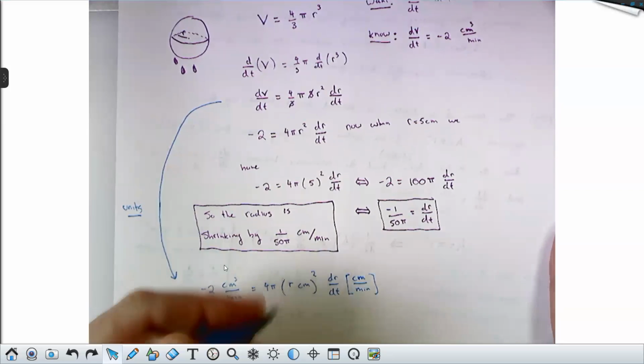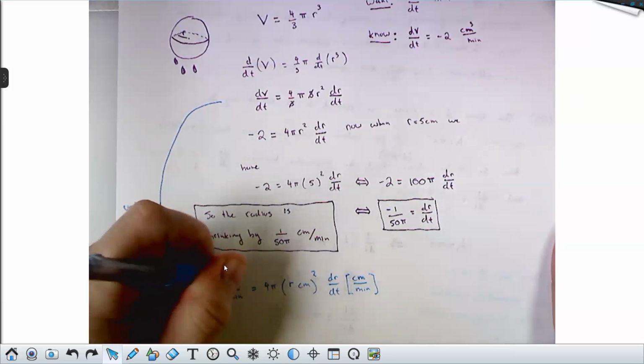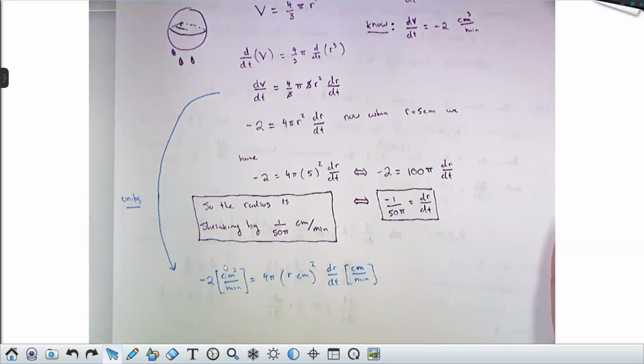If you look very carefully, the left-hand side has units centimeters cubed per minute. The right-hand side has centimeters squared times something with units centimeters divided by minutes. So the units on the right side do match the units on the left side. Both sides have units cm cubed per minute. They are both rates of change for volumes.